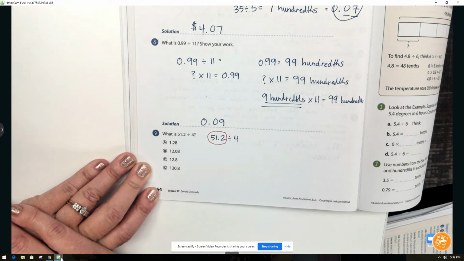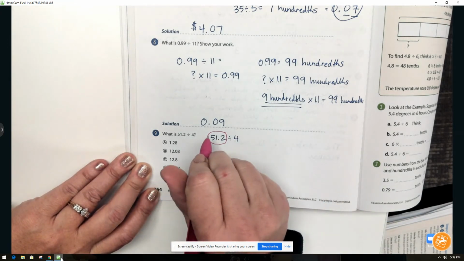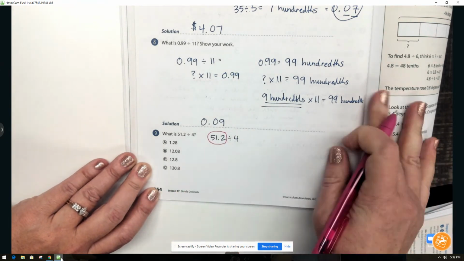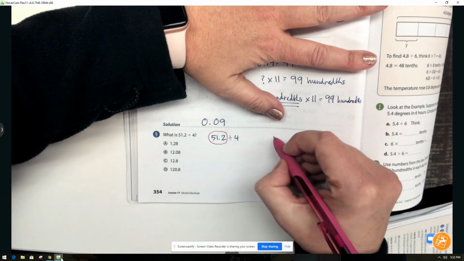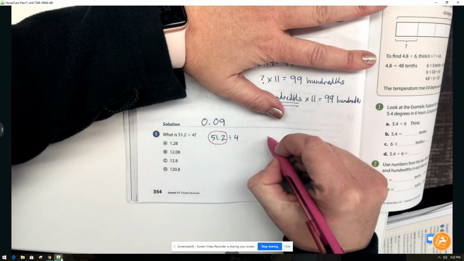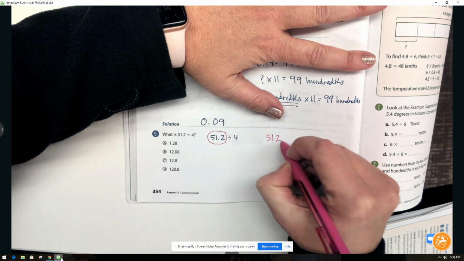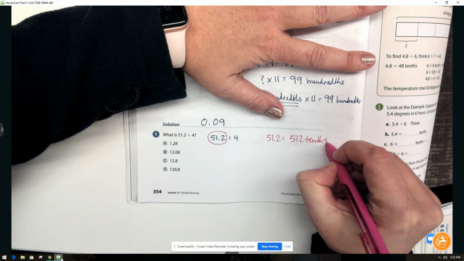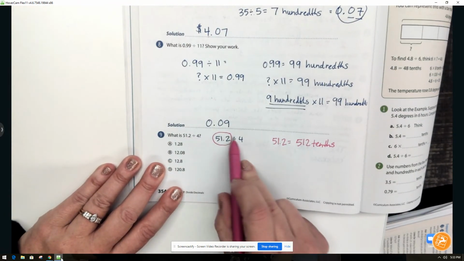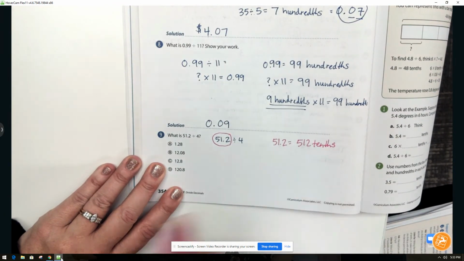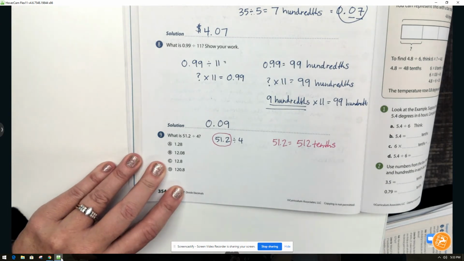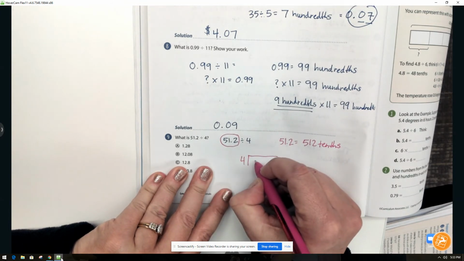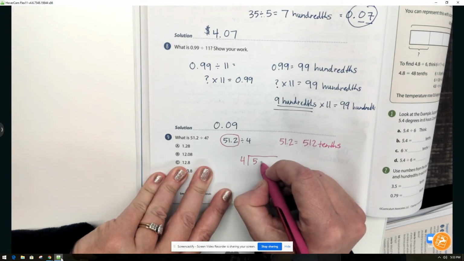So how would I think about 51 and 2/10 in tenths? 51 and 2/10 is equal to 512 tenths, because we're looking at this whole number. And now we're going to divide this 512 tenths by 4. To do that, we're going to use the partial quotient method.